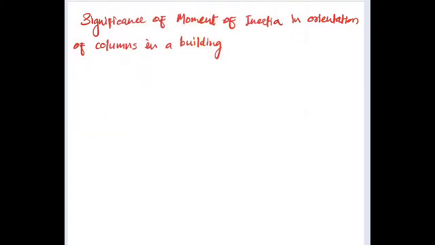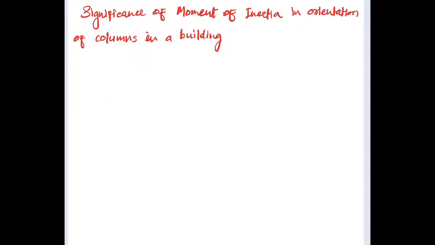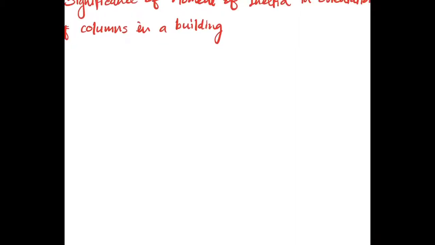So let's see this. First of all, in order to see the significance of this in the orientation of a column, let's take an example of a column. Suppose this is a column which is having a width of 200 mm by 400 mm.